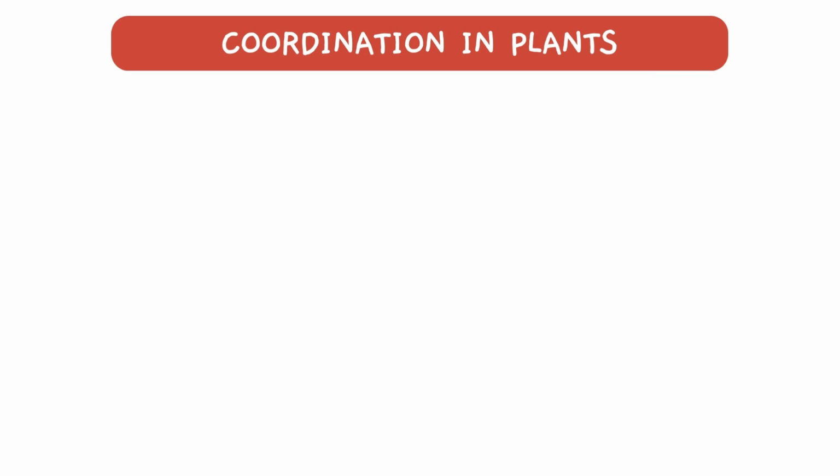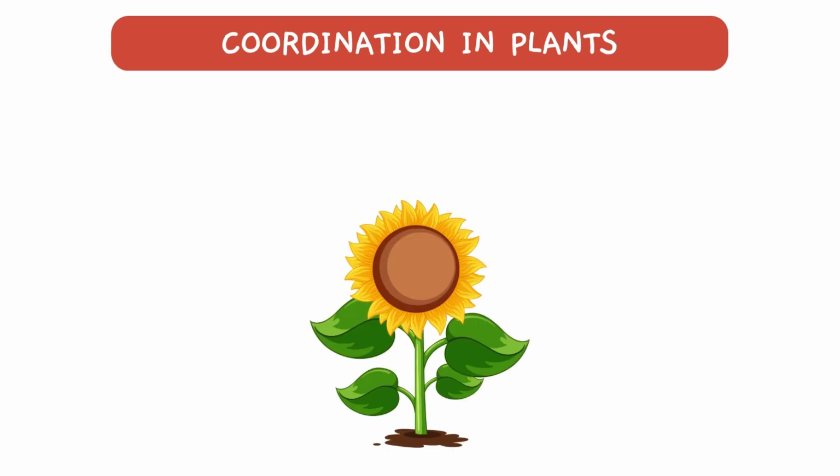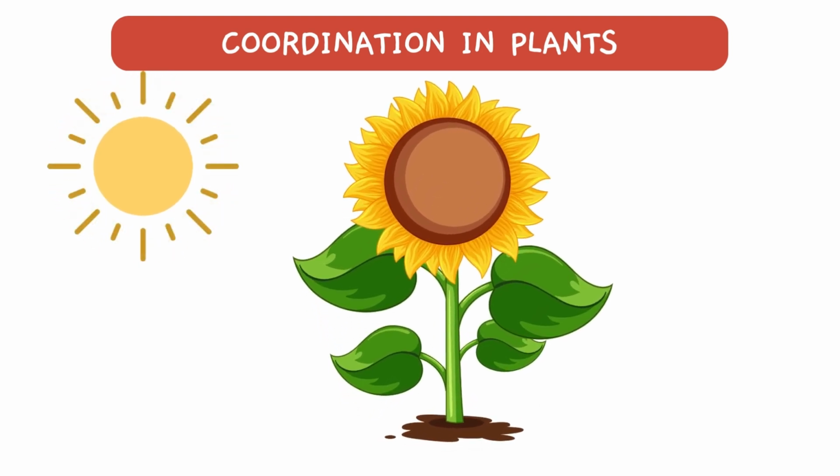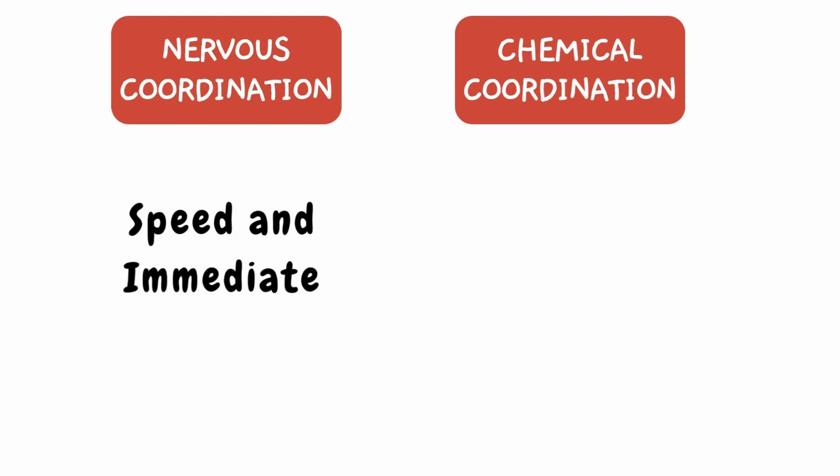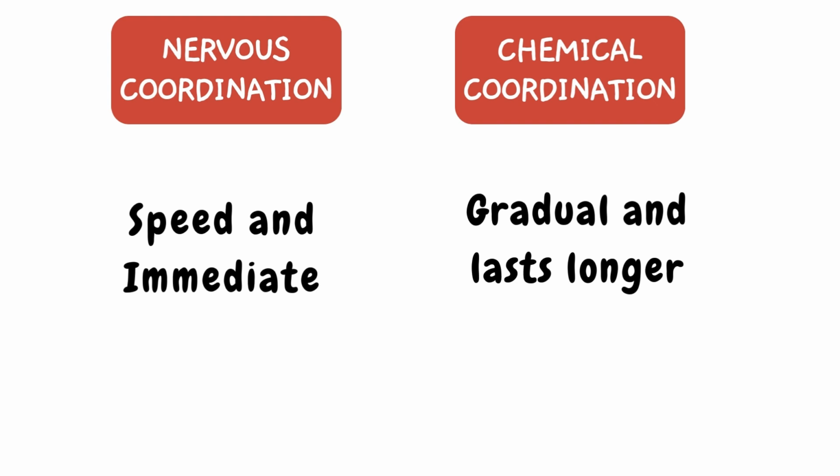Let's talk about plants. When a sunflower detects the sunlight, hormones are released to stimulate the growth of the stem towards the light source. This process is slower but ensures a long-lasting response, allowing the plant to maximize its exposure to sunlight. So what's the difference between these 2 types of coordination? Nervous coordination is speedy and immediate. On the other hand, chemical coordination takes a more gradual approach, ensuring that responses are sustained over time.